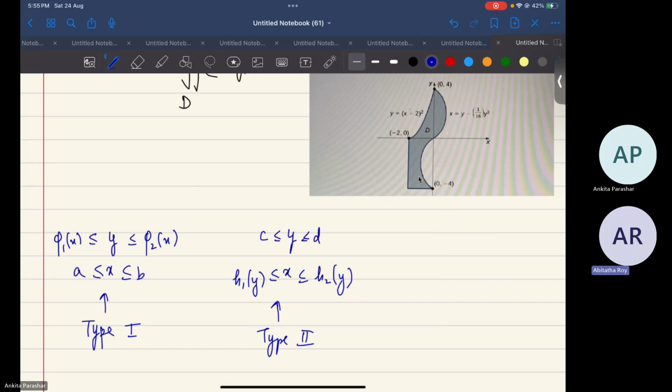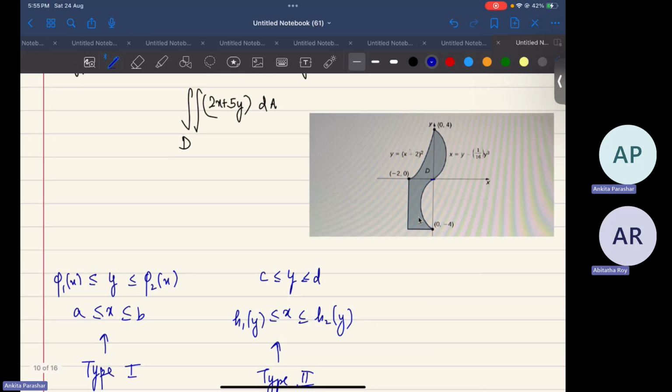If I split it at y equal to 0, here. From y equal to 0 to y equal to 4, you can say phi 1 would be, yeah, we have to find it in terms of that.